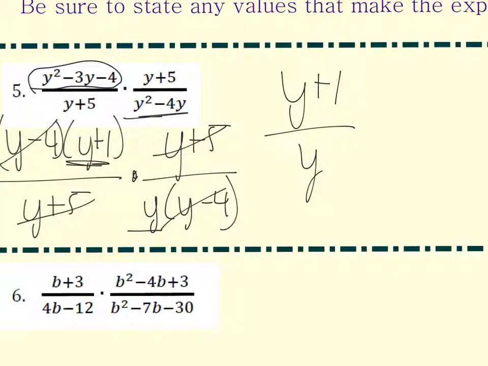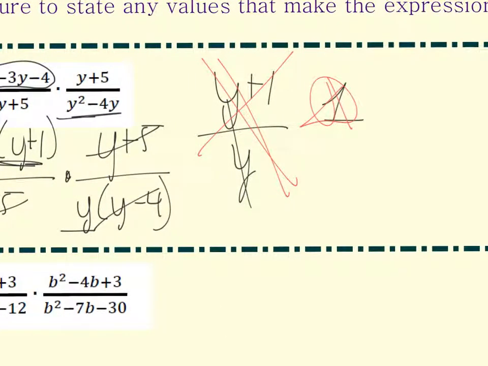So don't think that you can cancel these out and tell me that my answer is 1. No, you are going to be wrong. Don't do that. This is a big fat no, it's not that. Your answer is going to be y plus 1 over y, because you have to combine these two things first. But what you also have to tell me is y cannot equal 0.